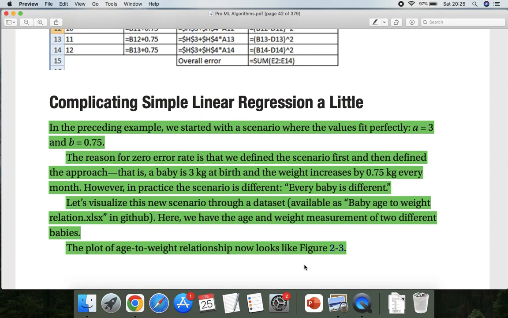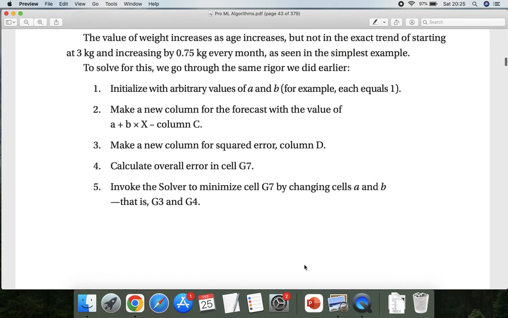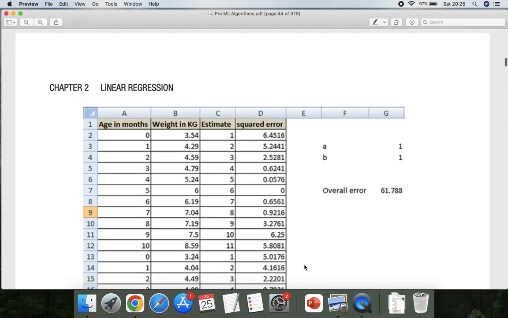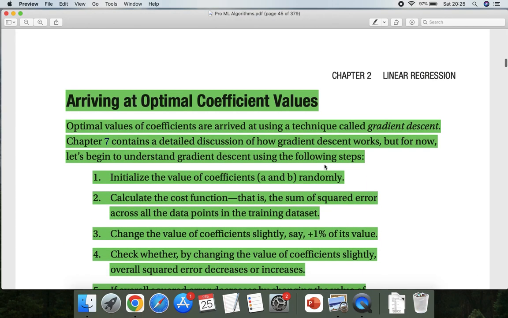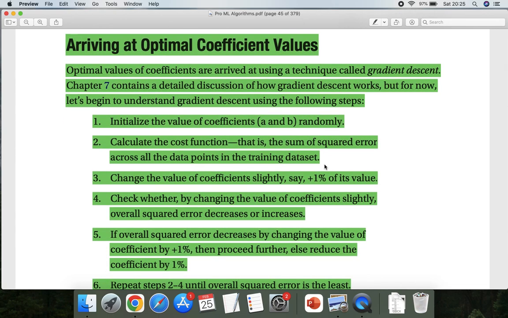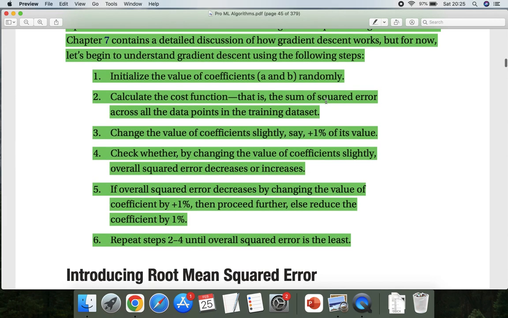So the big question here is how to arrive at the ideal values of the coefficients, because everything depends on the values of a and b. What we can do is try some simple techniques like gradient descent. It will also be discussed in the coming lectures. What we do is randomly initialize the values of a and b, and calculate the cost function, that is the sum of squared error.